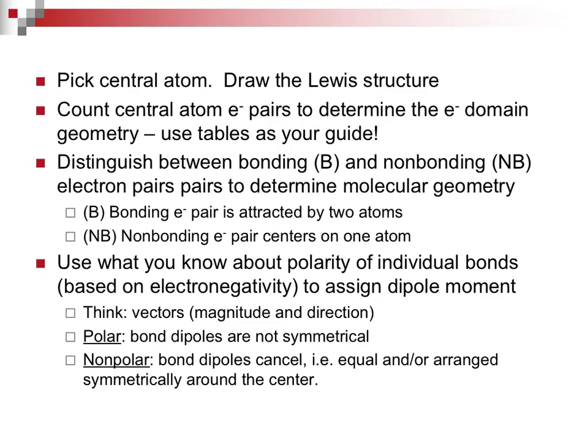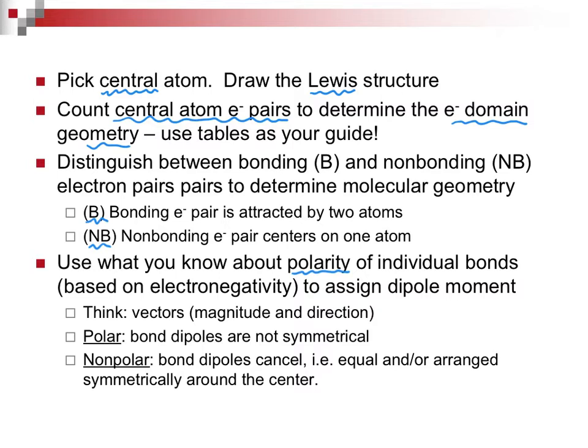This is part 3, and I wanted to begin it with reminding what it is that we're doing. When we're drawing this, we're picking a central atom and we're drawing the Lewis structure. We're counting the central atom electron pairs once we've done the structure to get the electron domain geometry. Then you need to distinguish between bonding and non-bonding electrons, and then you look at the polarity to decide whether the molecule is polar or non-polar.